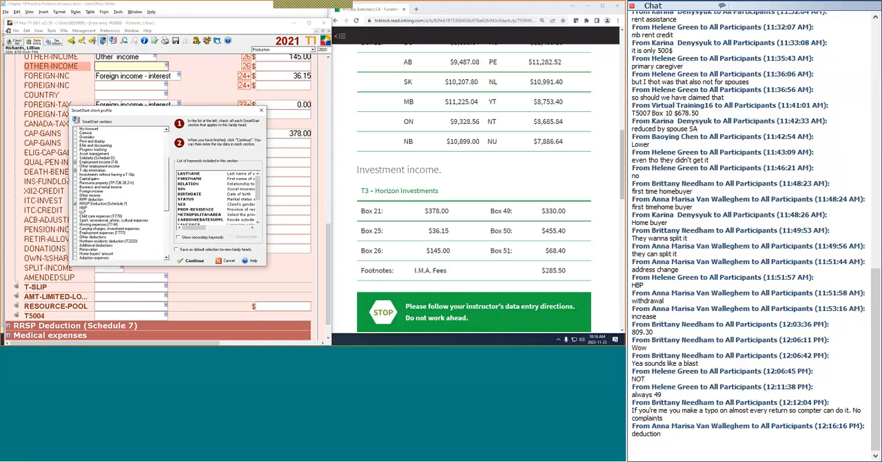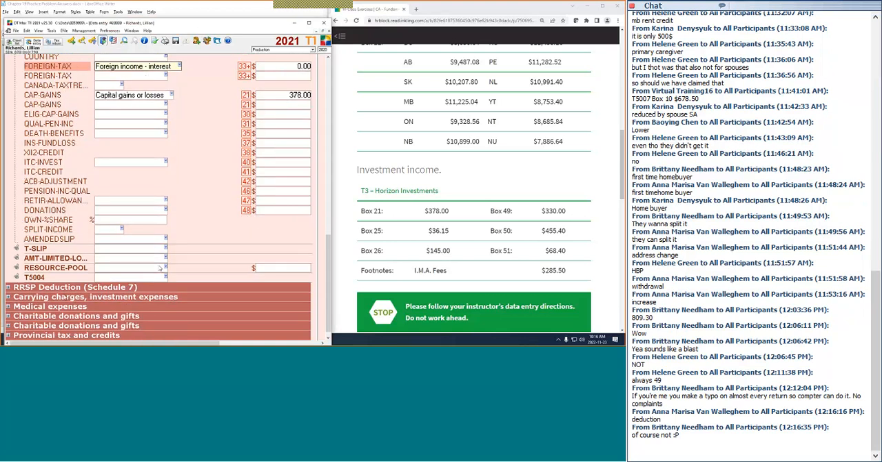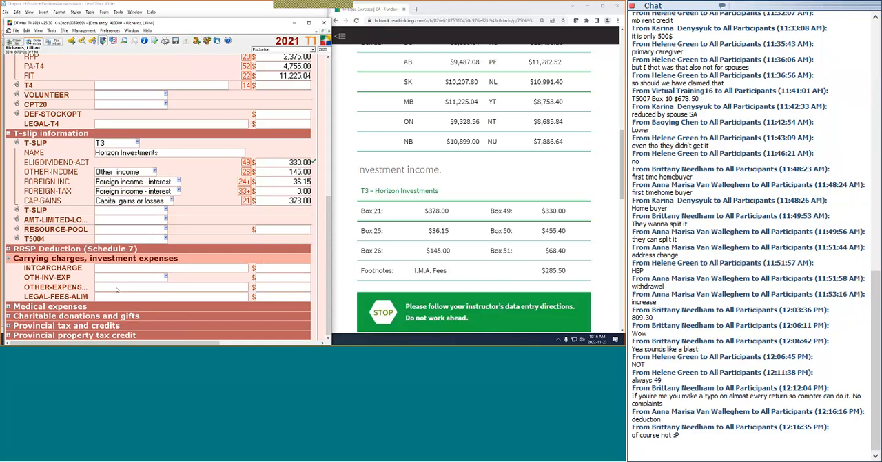So I'm going to go into my Smart Start, and I'm going to go down to my deduction section, and somewhere down there you're going to find carrying charges. Carrying charges is a separate piece of data entry. Carrying charges, we have 3 options. Doing this a little bit out of order because I want to make sure it flows with the tax return. So our options are interest carrying charge or other investment expense. And then we have legal fees alimony. If you have legal fees, they go on that line number, in the same part of the worksheet. There's where you're going to do your data entry for that.